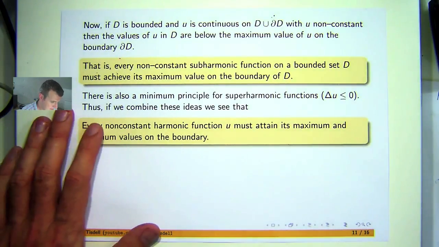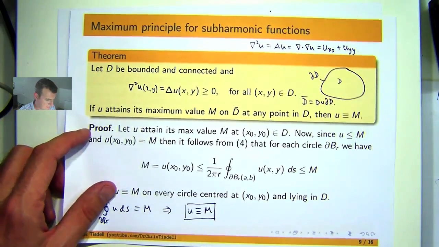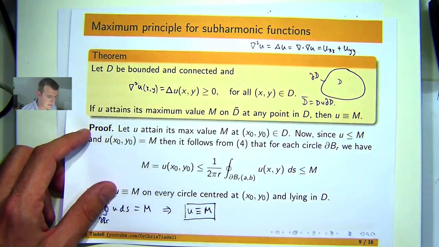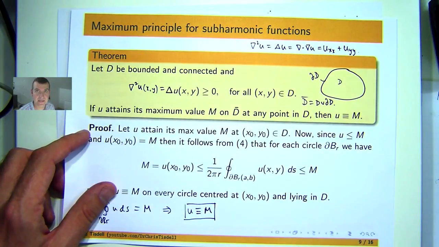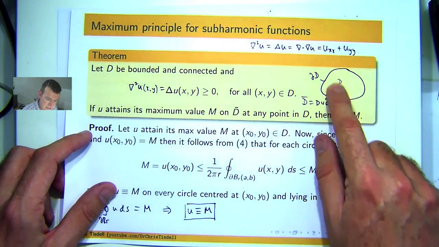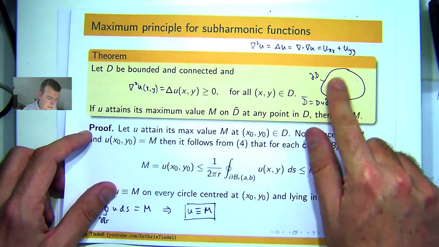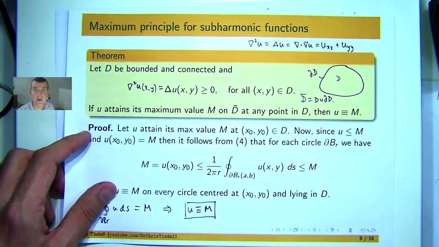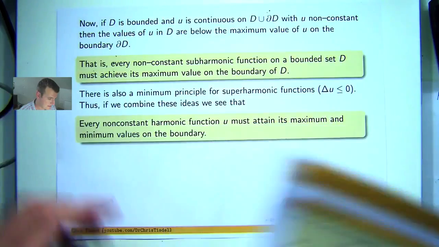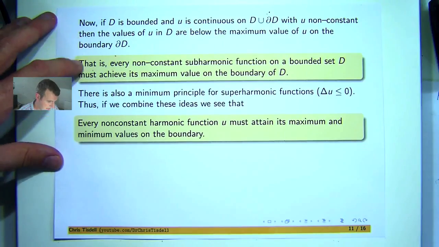A couple of twists or generalizations. Let's look at it another way. If D is bounded and connected, say D is like a ball or a disc, and u is non-constant, it must take its maximum value on the boundary, because you're working with a compact set and a continuous function has to achieve its maximum somewhere. So if it's a non-constant function and it doesn't attain its maximum value in the interior of that set, it has to have its maximum value on the boundary. That's essentially what this is saying.